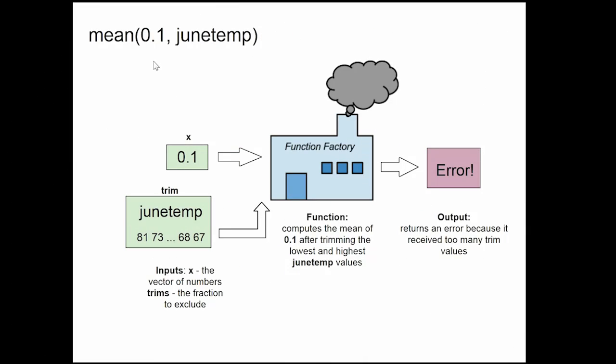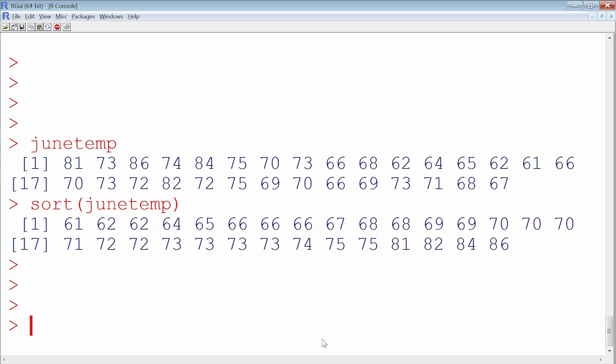What if we change the order of the arguments? In the command, R doesn't know that we changed the order of the arguments, so it will keep treating the first argument as x and second argument as trim. R will put the 0.1 as the x value and put all the June temp values into trim. This will give us an error because it is expecting trim to be only one number instead of a vector of numbers. Let's try these commands out in R.